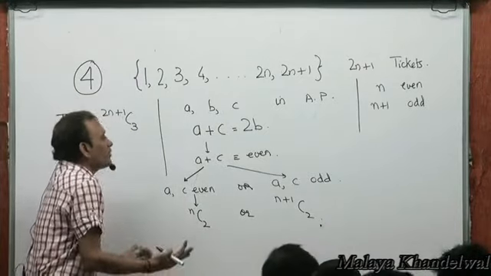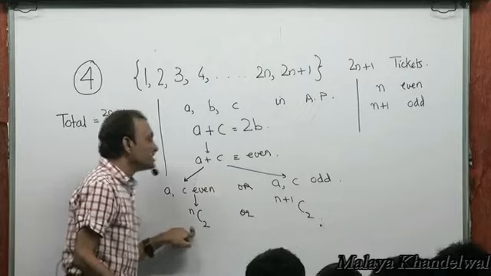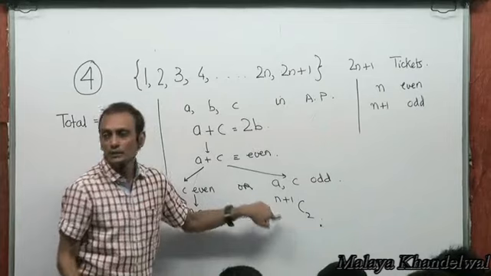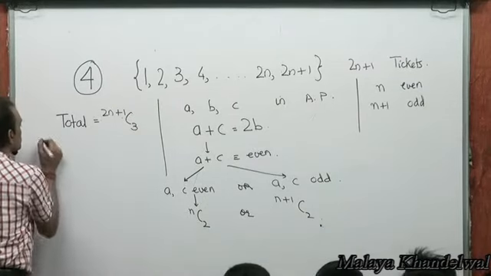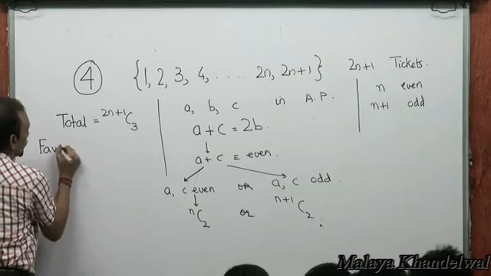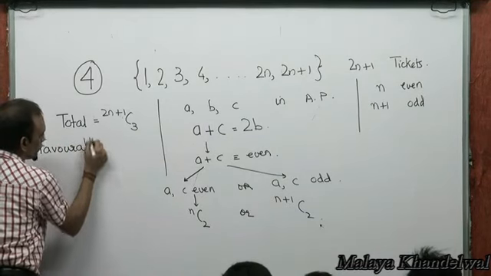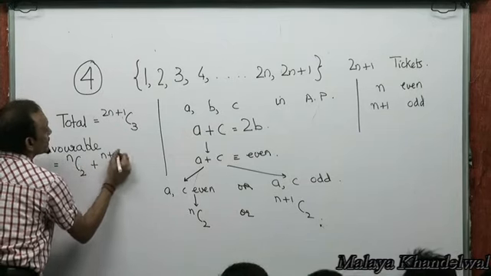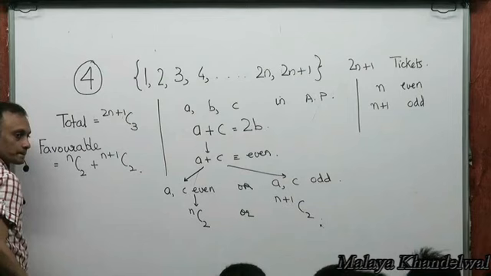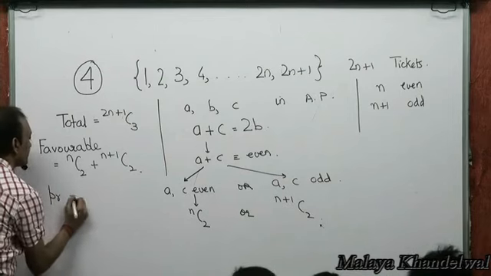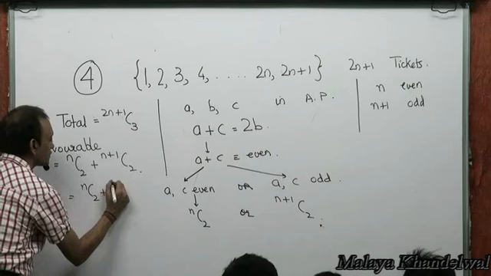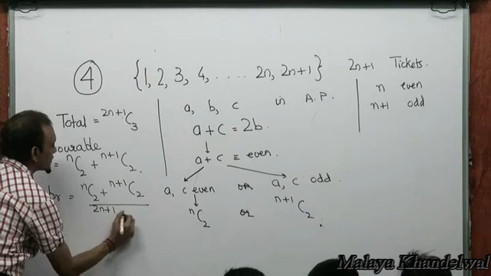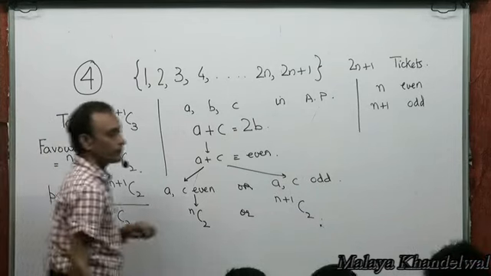That means the total number of ways in which A plus C is even would be this plus this. So the favorable cases would be NC2 plus N plus 1 C2, and the required probability would be favorable cases divided by 2n plus 1 C3. Yes or no?